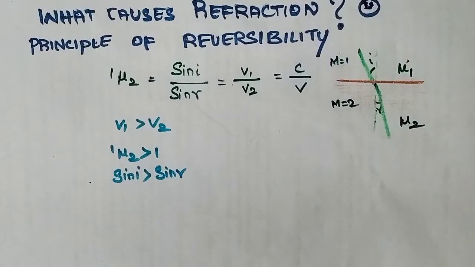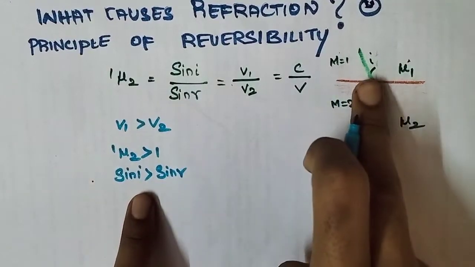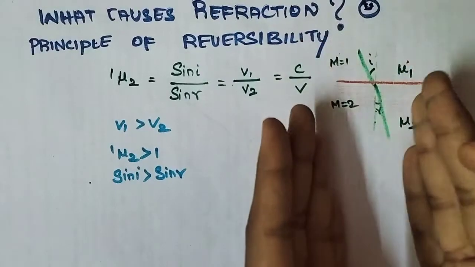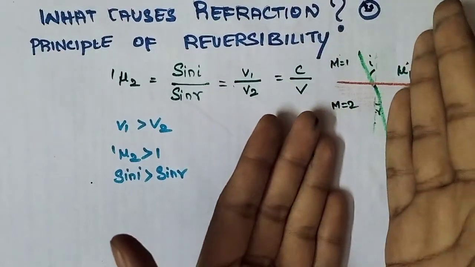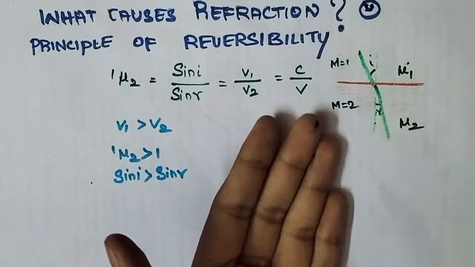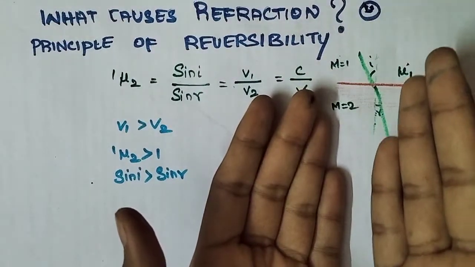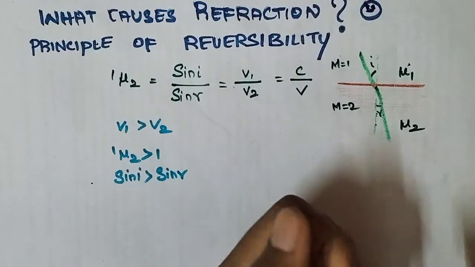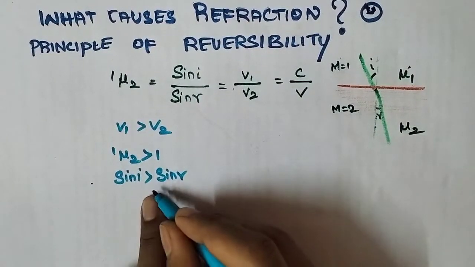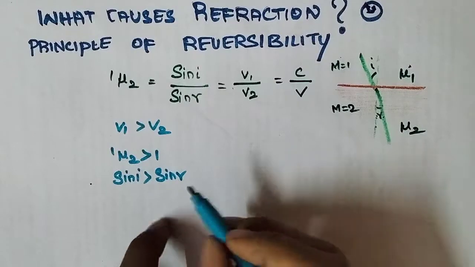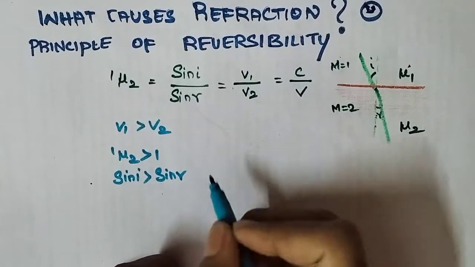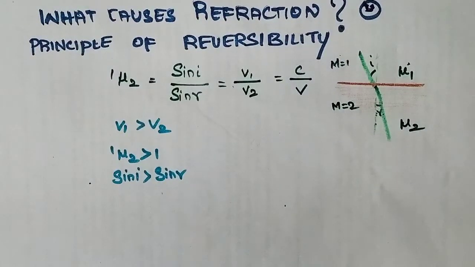How will you say that? Easily you can say, children, sin I is greater means if it is going to reduce its speed, I told you it will be coming close to the normal. Then the R will decrease. So sin I is greater than sin R. Okay, children. Now the next relation.